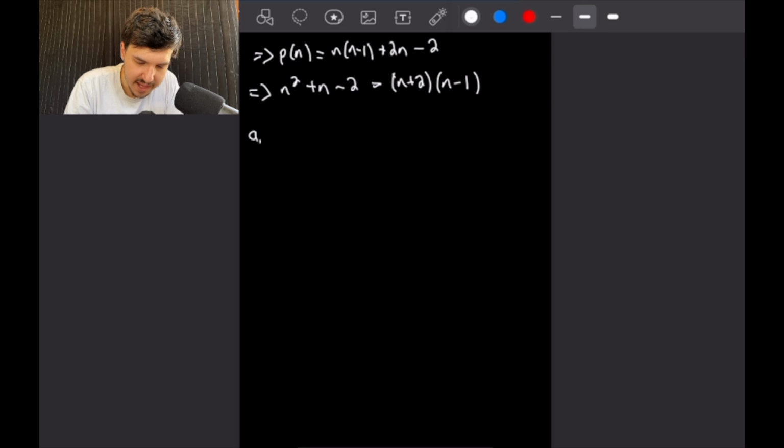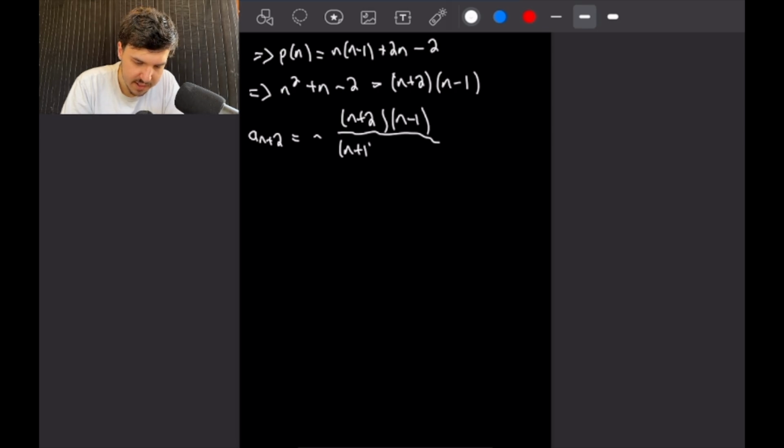So a sub n plus 2 is equal to, we have a negative out front, and then in the numerator we will have our p of n. So that will be n plus 2 times n minus 1, and that'll be over n plus 1 times n plus 2. So our n plus 2's will cancel out, and then that'll be times a sub n, and this will be for n greater than or equal to 0. Great. And so now we want to split up this a sub n plus 2 into even and odd coefficients.